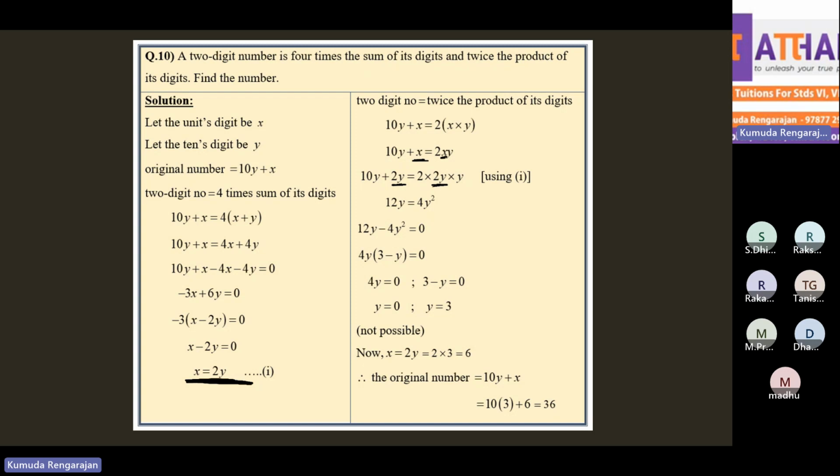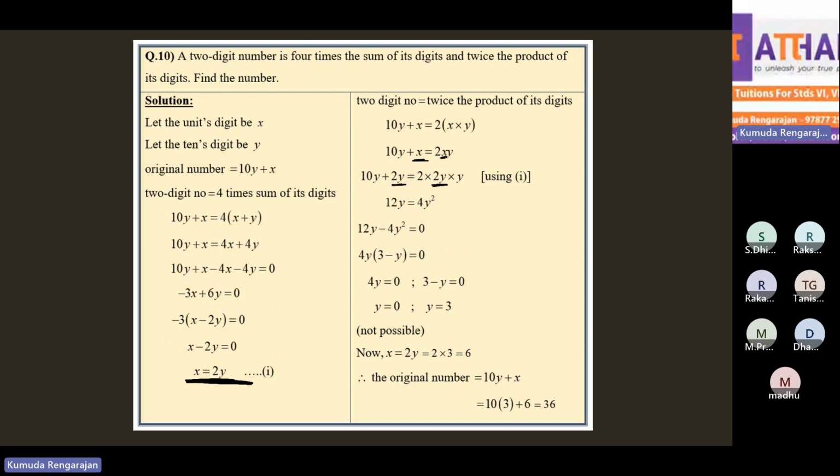Again, divide by 4 on both sides. What do you get? You get 3y is equal to y square. Now bring everything to one side. So y square minus 3y is equal to 0.